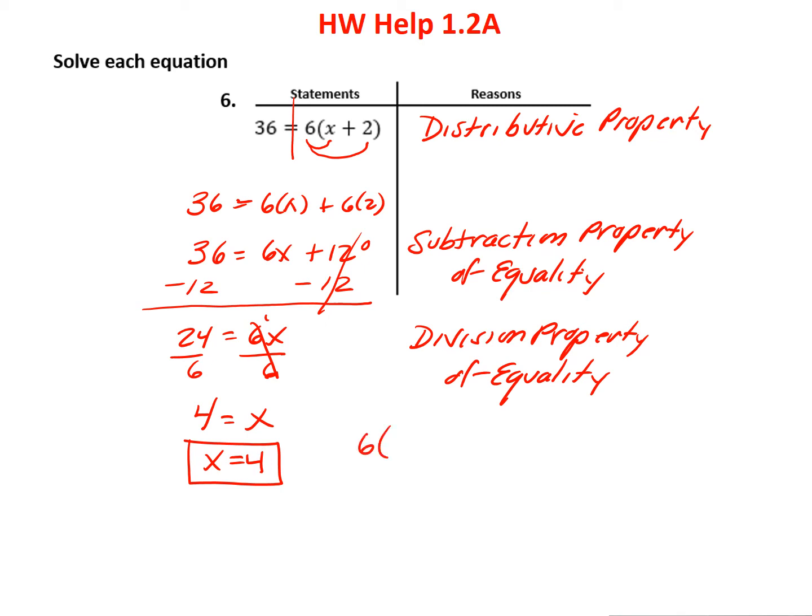I have 6 times 4 plus 2. 4 plus 2 is 6. We always do the parentheses first. So we have 6 times 6 is 36, and that's what we had up there. So we know we've done the problem correctly.